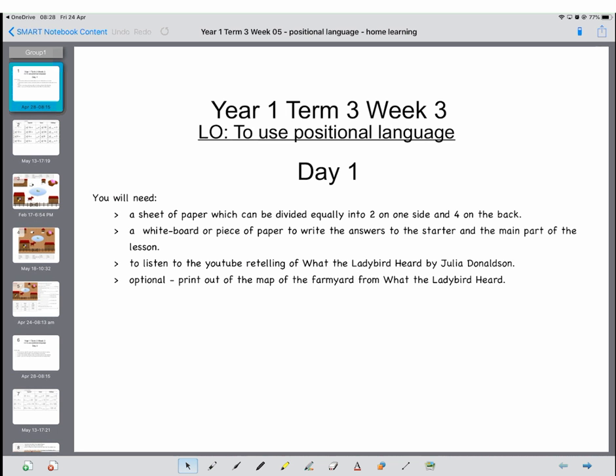And you may want to print out a map of the farmyard from What the Ladybird Heard, which is also in a PDF and a Word format. Okay, so get everything ready and then we'll get started.